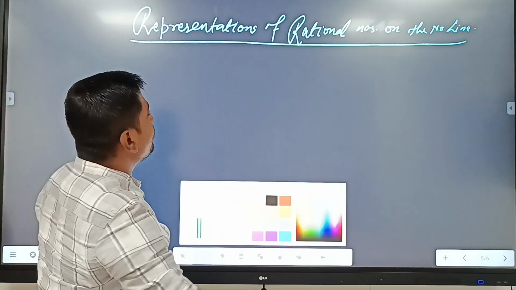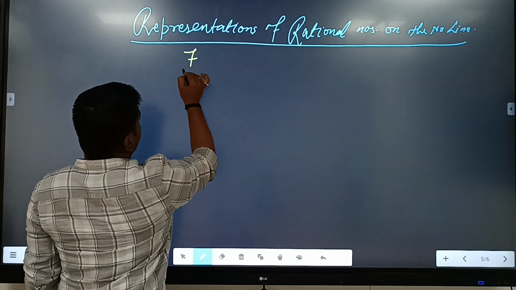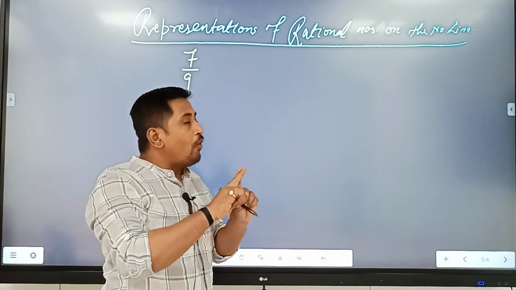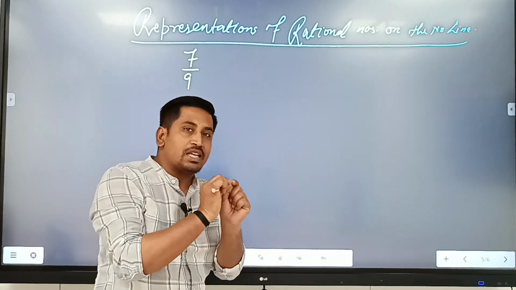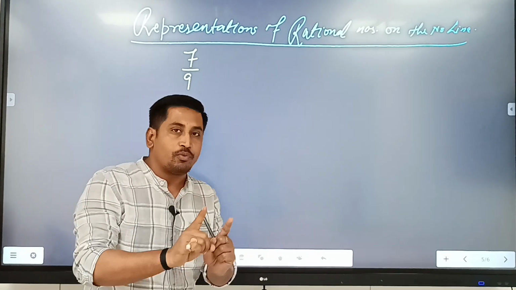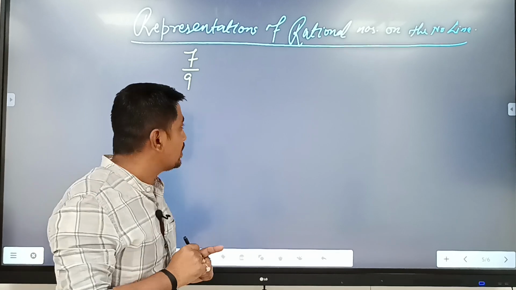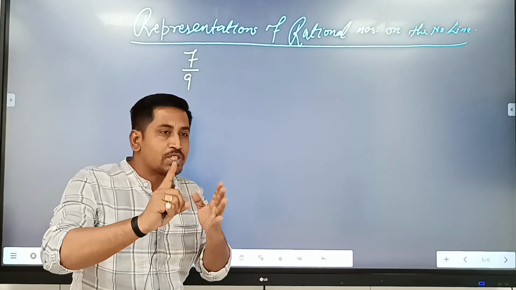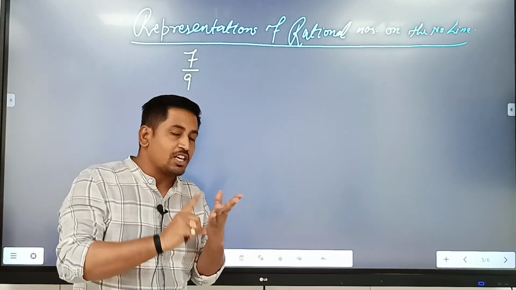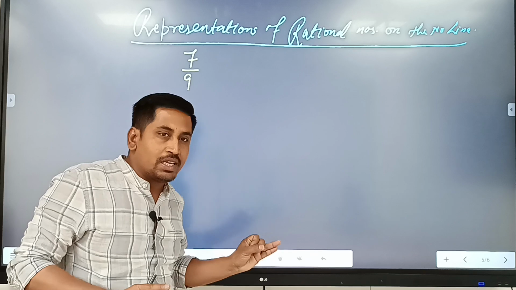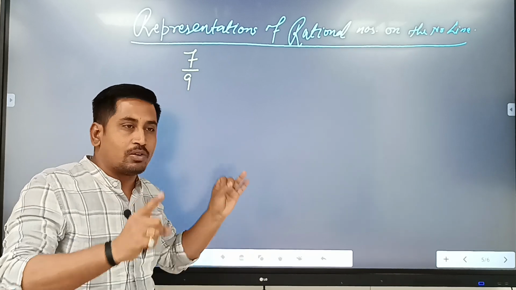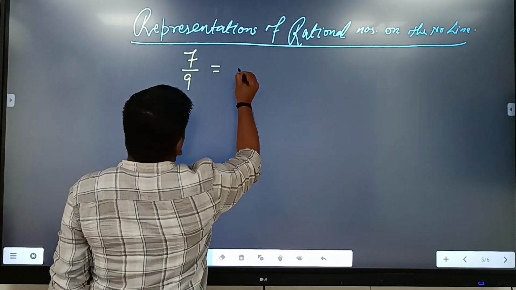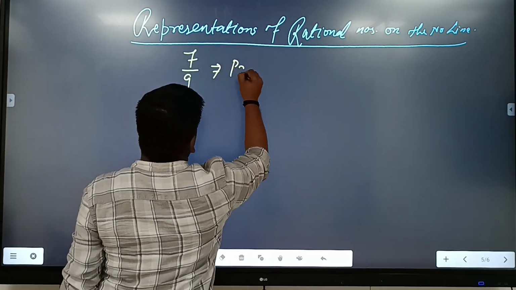So let us say I have 7 by 9. If I want to represent 7 by 9, how will you represent it? Beta, all the rational numbers are represented in the same way. You have to follow the steps. What are the steps required over here? The first step is to find which two integers the given rational number lies between. You have to identify the two integers in between which the given fraction or rational number lies. So simply we can see that this is a proper fraction.